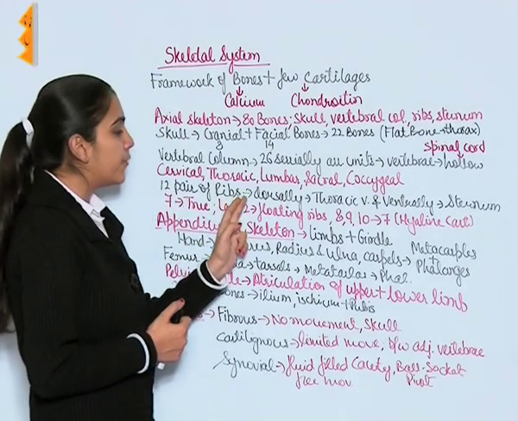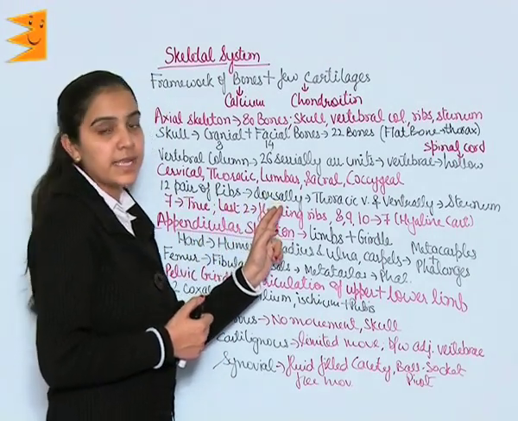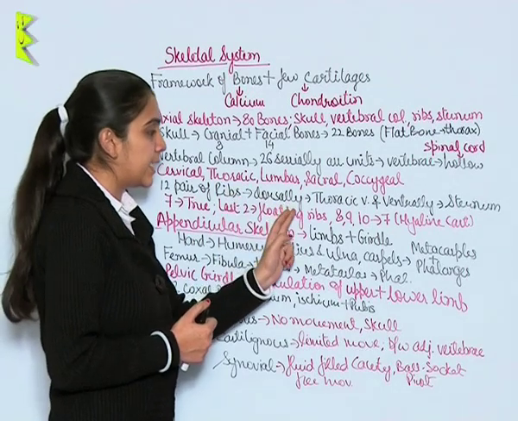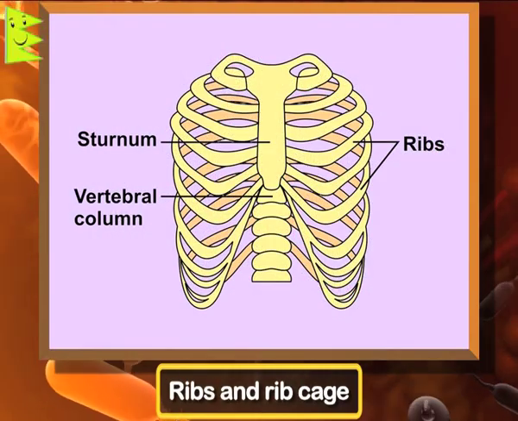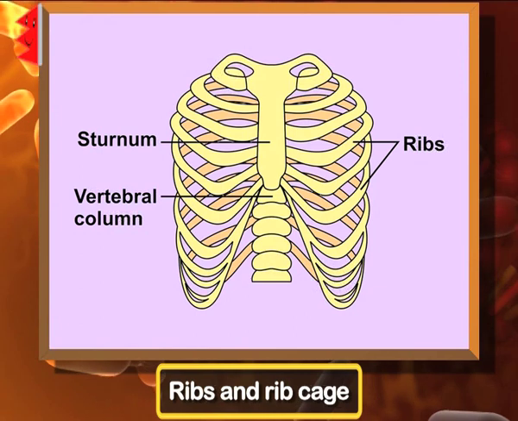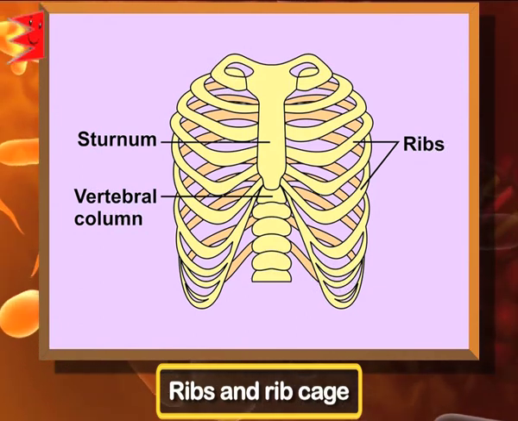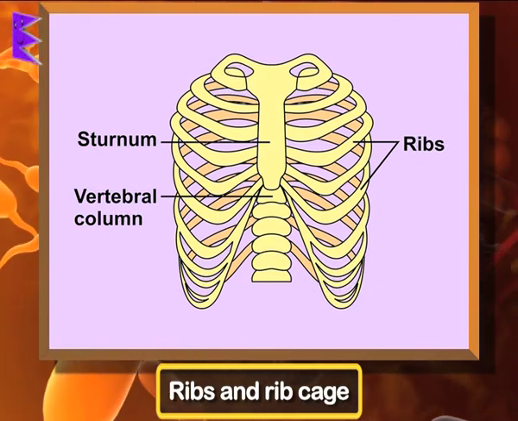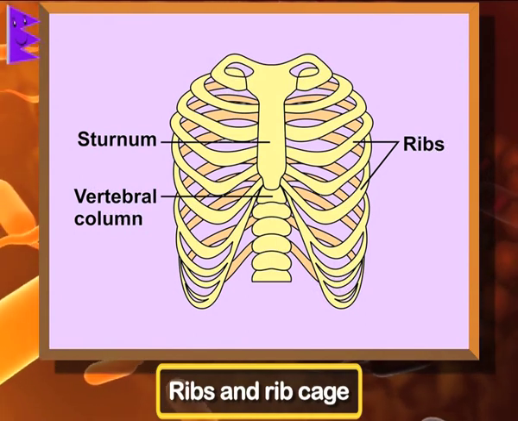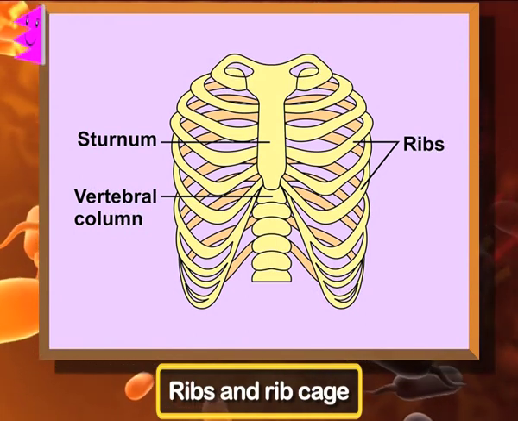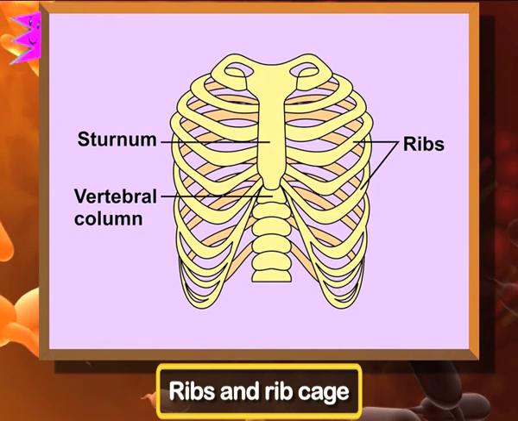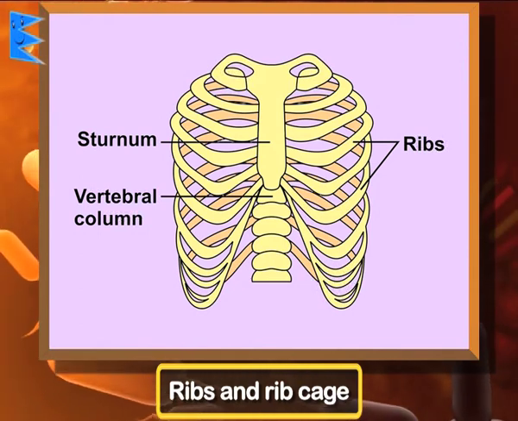12 pair of ribs are present. These ribs, you can see in the diagram, are dorsally attached to thoracic vertebrae and ventrally attached to sternum. Sternum is a flat bone which is present in thorax.